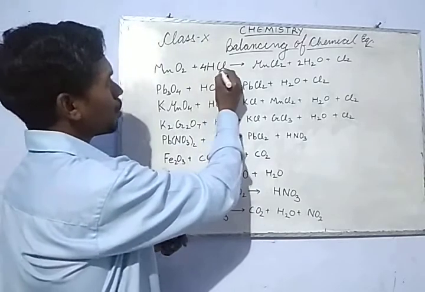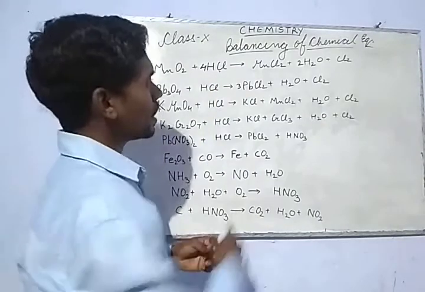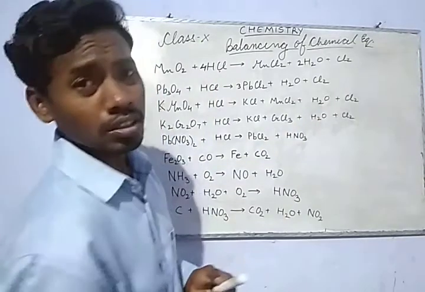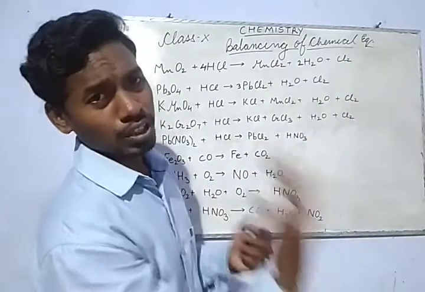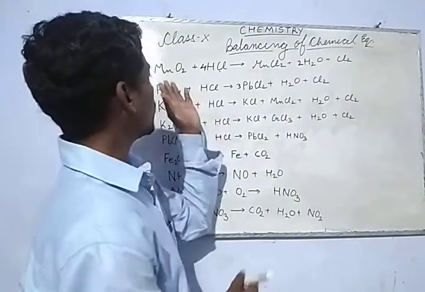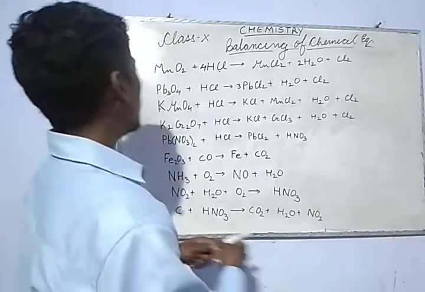Now when we made 4 here, you see that chlorine also became 4. Let's see whether on the right hand side chlorine has 4 or not. We have 2 chlorine here and 2 chlorine here, so it is 4 in number. So in a way, this equation is balanced. Okay.